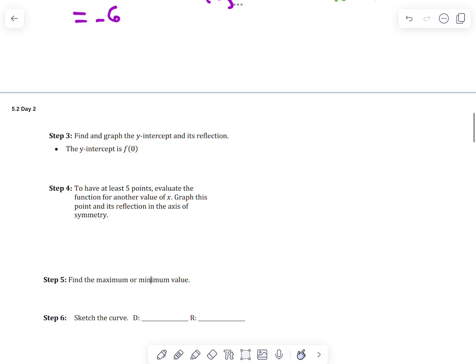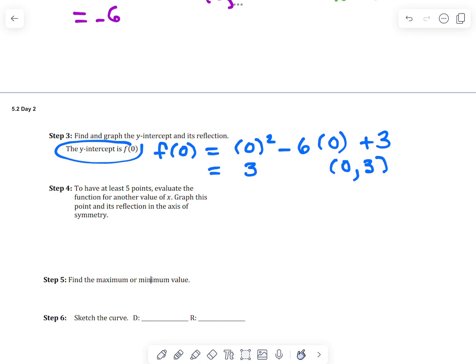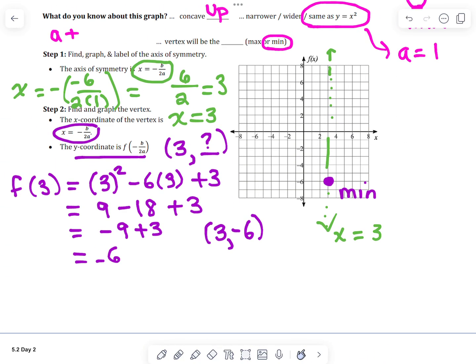The next thing we want to do is find that y-intercept where it crosses the y-axis. So we are going to evaluate the function for 0. So we say f of 0, replace the x with 0. So 0 squared minus 6 times 0 plus 3. When we reduce that, we get 3. So just like the vertex, we want to write the y-intercept as an ordered pair, so 0, 3. So then we go up and graph it. And there is our y-intercept, which crosses the y-axis.